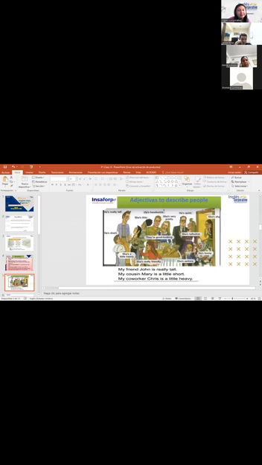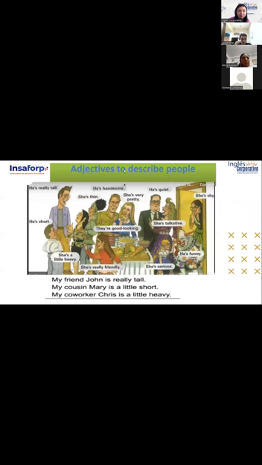Okay, hello guys, we are gonna learn about adjectives to describe people. When we want to describe how the person is, how the person's like, we can say tall, handsome, thin, short, pretty, quiet, shy, talkative, good looking, curious, funny, friendly, or heavy.